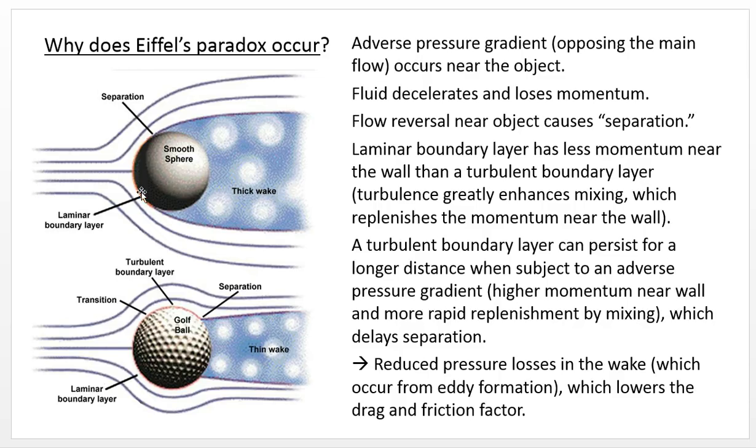So if the boundary layer, which is a thin region near the object, is laminar, so recall from our very brief discussion of this previously, for high Reynolds number flow, we can neglect viscosity over most of the flow.